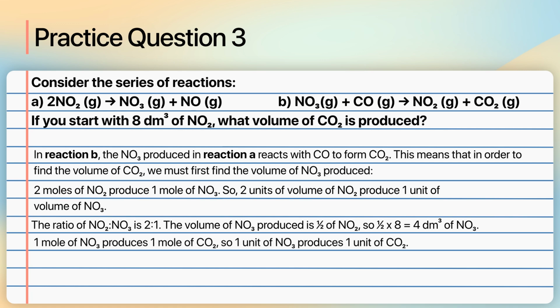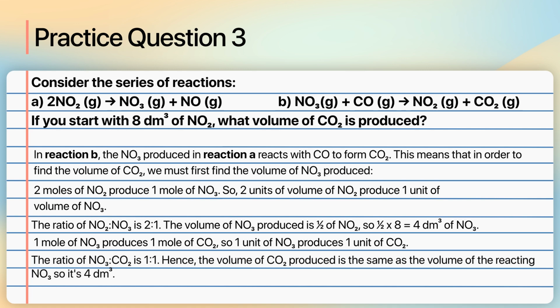According to the balanced equation of reaction B, 1 mole of NO3 produces 1 mole of CO2. So, every unit of volume of NO3 produces 1 unit of volume of CO2. The ratio of NO3 to CO2 is 1 to 1. Hence, the volume of CO2 produced is the same as the volume of the NO3, which is 4 decimeters cubed. So, using 8 decimeters cubed of NO2 produces 4 decimeters cubed of CO2. By following these steps and using Avogadro's law, you can calculate the volumes of gases involved in various reactions.